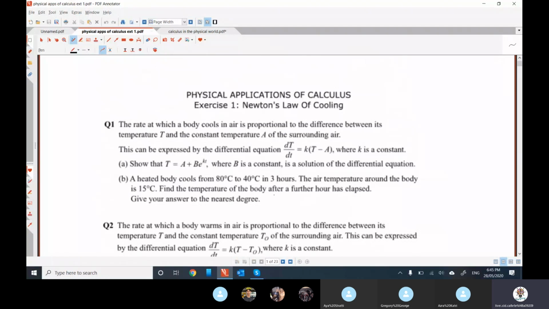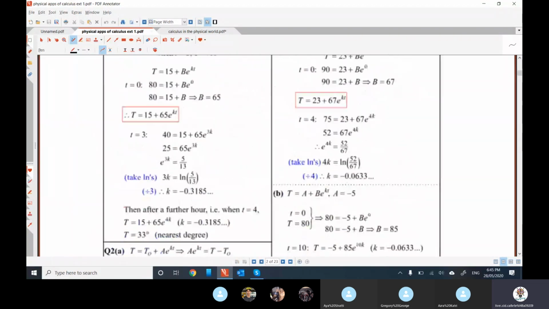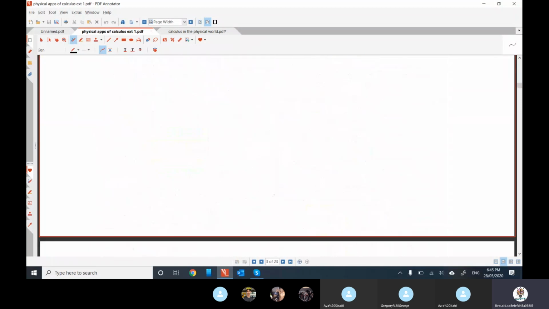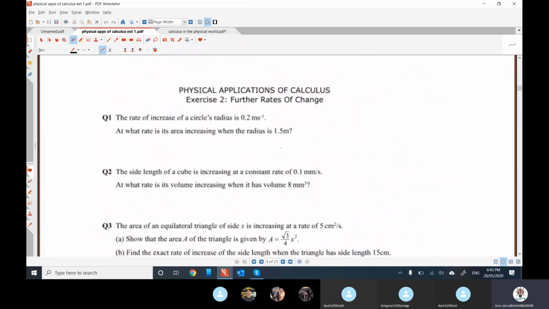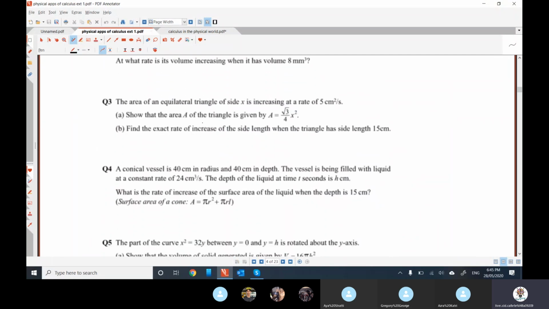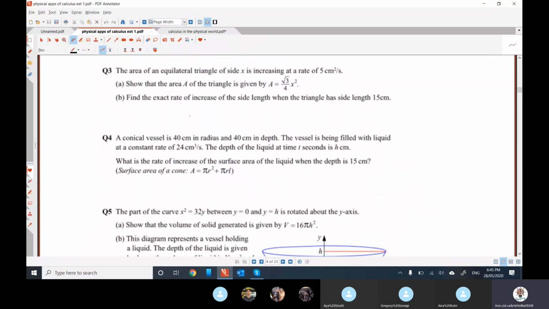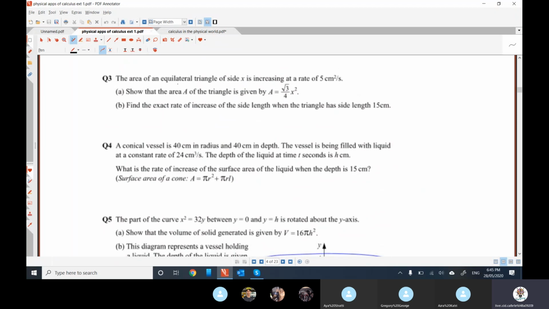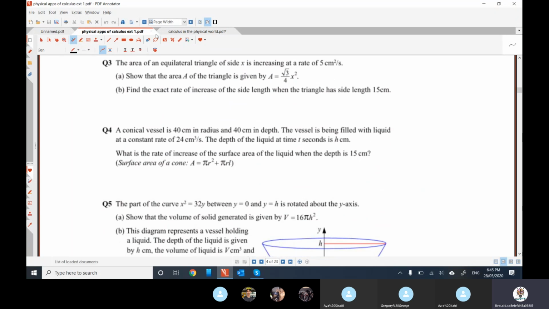Should I do some more Newtons? Oh, not yet. I think we'll go back to rates. So that was probably our harder one. I did those two. We're up to question 3. Should be all right. Question 3: the area of an equilateral triangle is increasing. Okay, let's screenshot that.